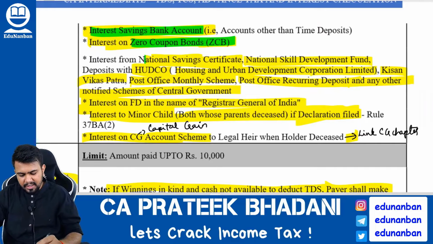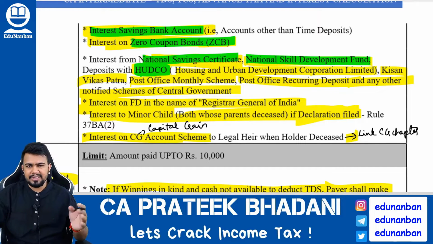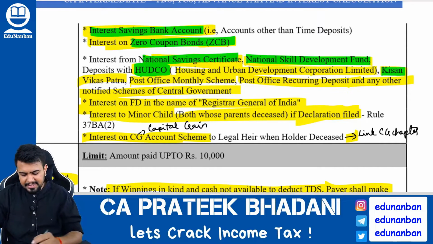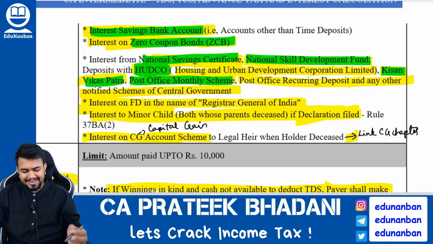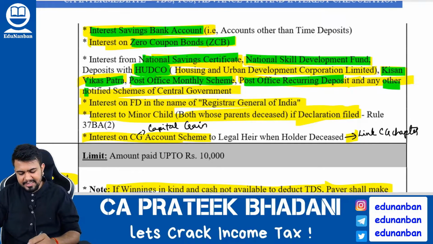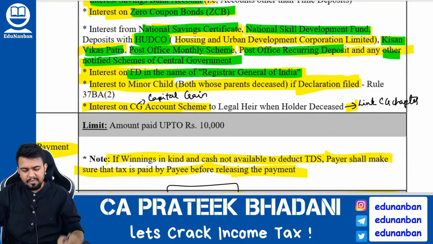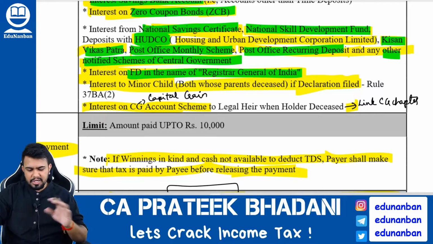Then interest on national saving certificate, national skill development fund, deposit with Housing and Urban Development Corporation, that is our HUDCO, Kisan Vikas Patra, post office monthly scheme, post office recurring deposit or any other notified scheme of central government, no need to deduct the TDS. Interest on fixed deposit in the name of Registrar General of India also no need to deduct TDS.